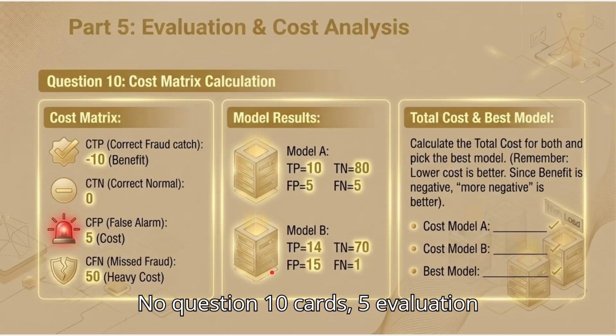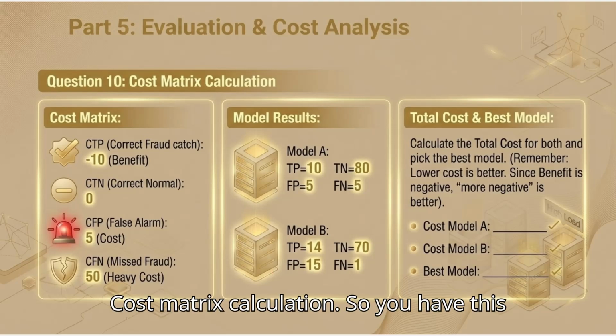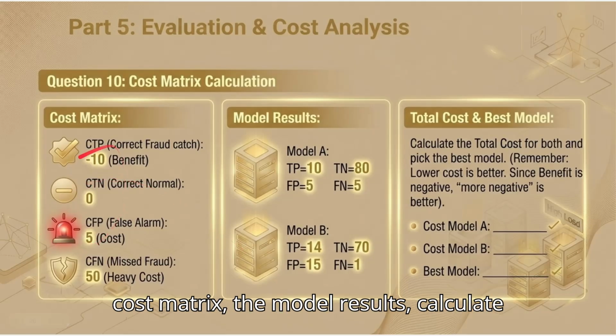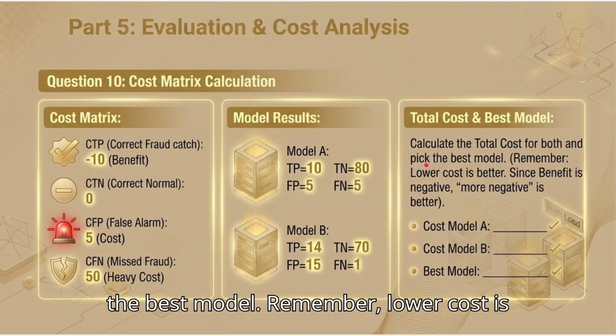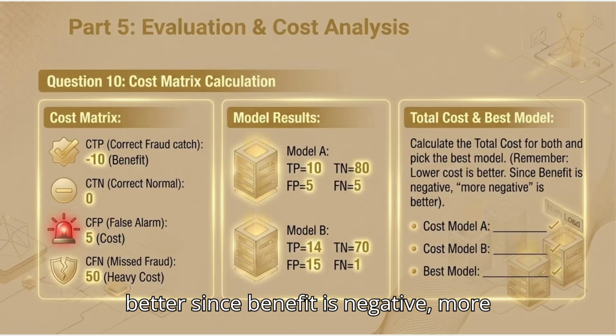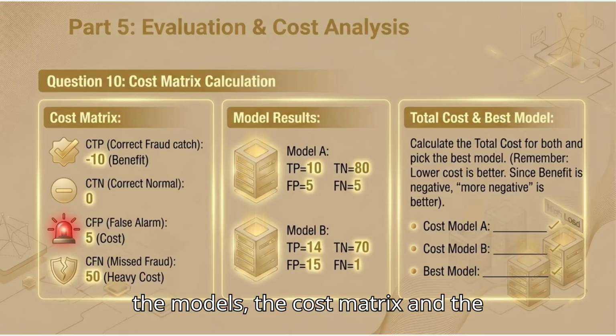Now, question 10, part 5, evaluation and cost analysis. So, cost matrix calculation. You have this cost matrix and the model results. Calculate the total cost for both and pick the best model. Remember, lower cost is better since benefit is negative. More negative is better.